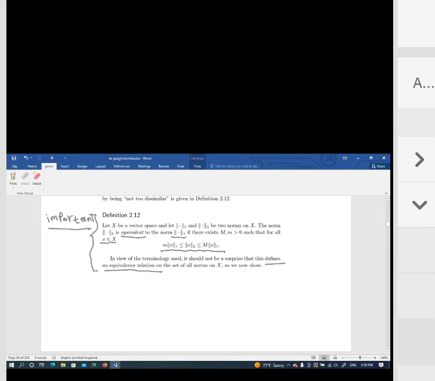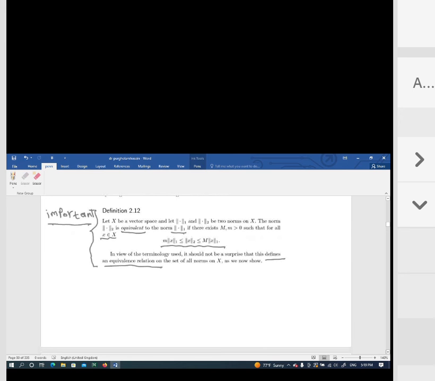When we say norm 2 is equivalent to norm 1, we can say by changing m and M that norm 1 is also equivalent to norm 2. So we can simply say that these two norms are equivalent.